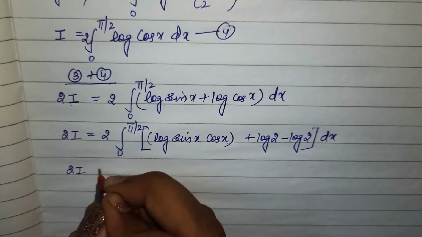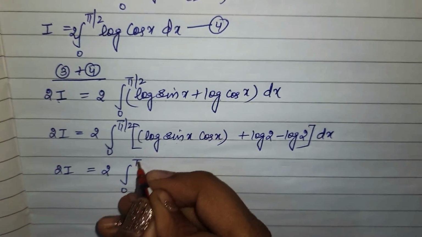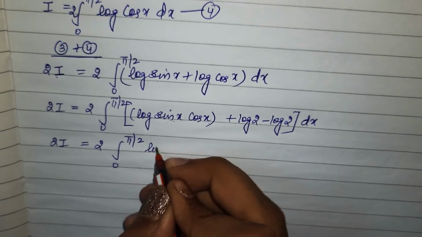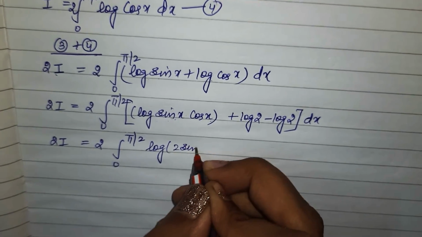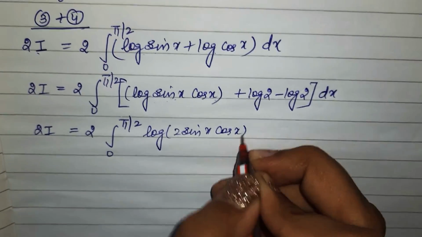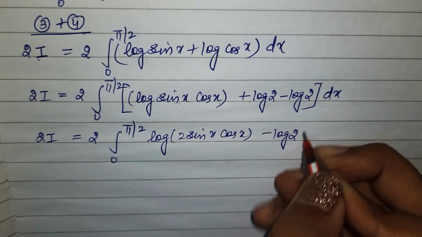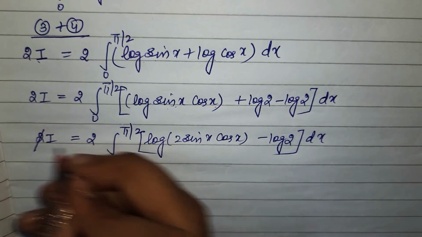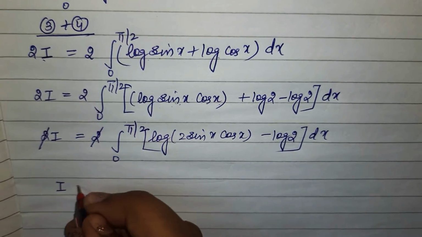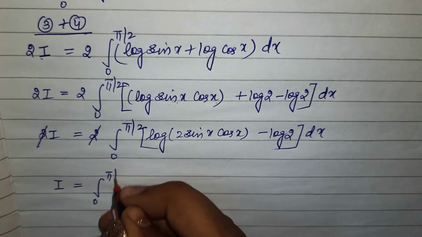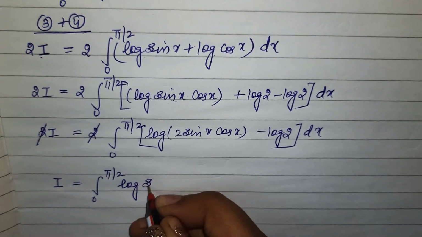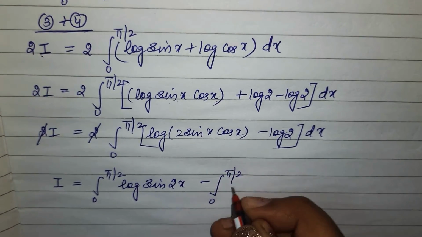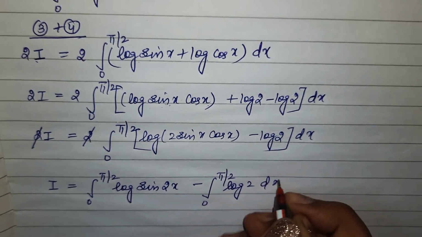So 2I equals the integral from 0 to pi by 2. I am getting this plus this, which will become 2 sin x cos x, and I want to make this minus log 2 dx. So this 2 will cancel out. So I will be getting I as the integral from 0 to pi by 2 of log of sin 2x minus the integral from 0 to pi by 2 of log of 2 dx.